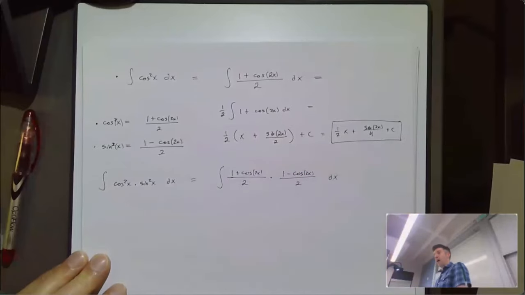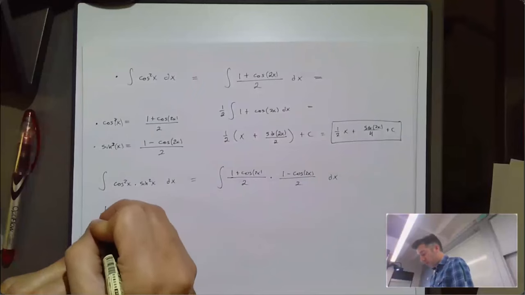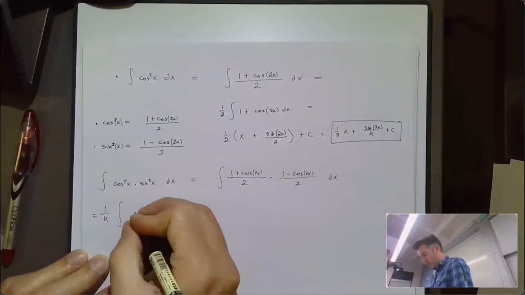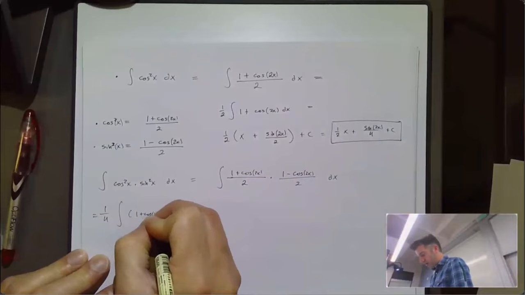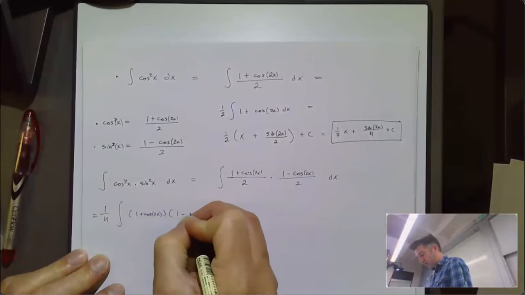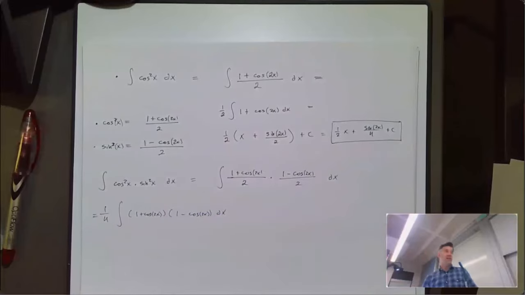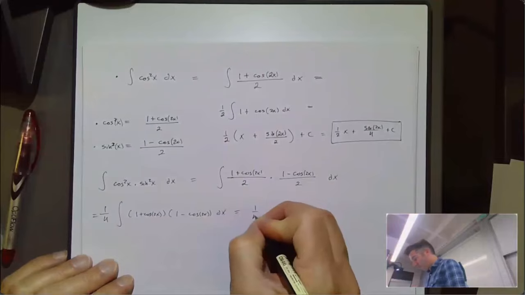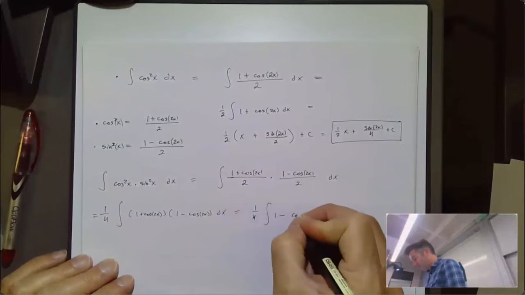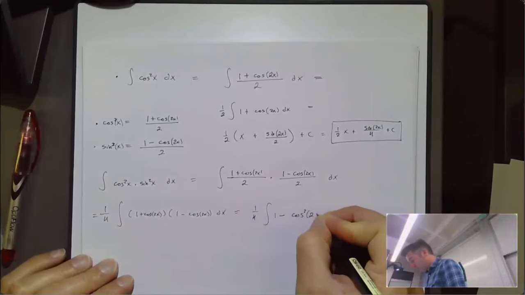I would factor out the 1/2. So I have a 1/4 integral of 1 plus cosine 2x times 1 minus cosine 2x. This one is kind of nice in that when you multiply this out, the middle terms cancel. So you end up with 1/4 the integral of 1 minus cosine squared of 2x.